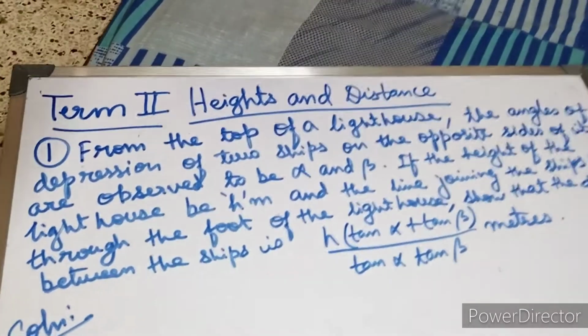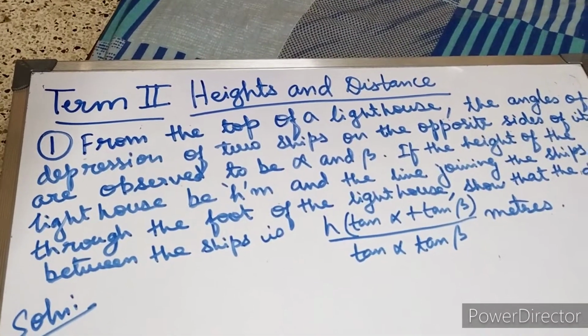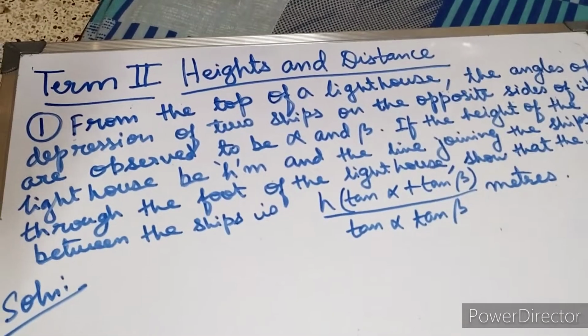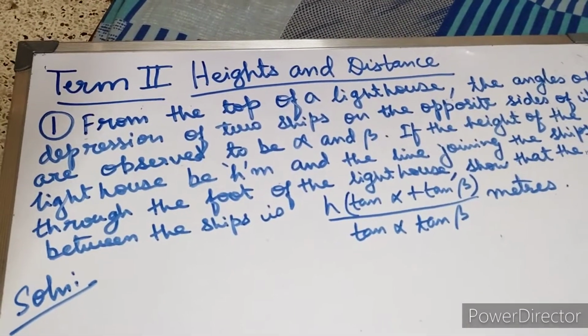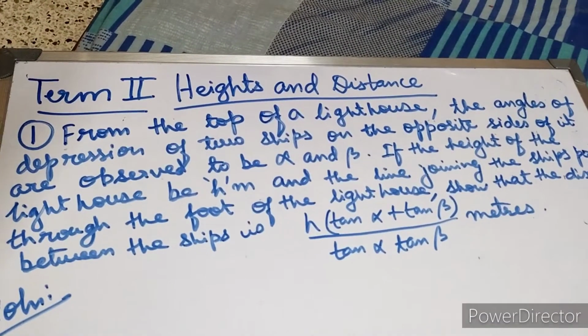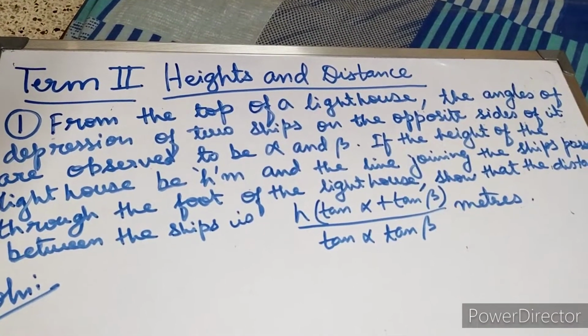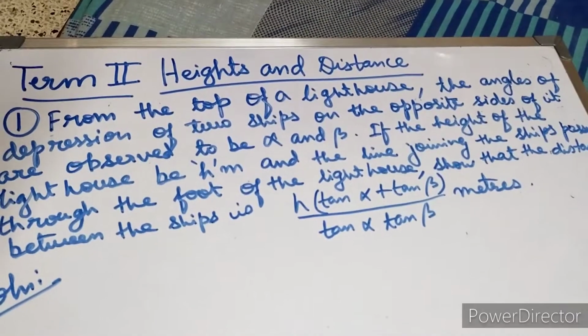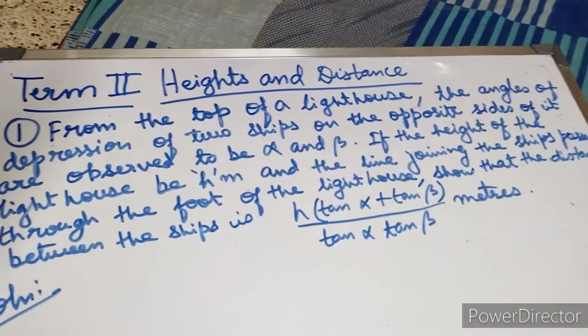Let us read. From the top of a lighthouse, first you need to read the question twice or thrice and draw the diagram properly. If you can draw the diagram properly, the sum is very easy for you. Nothing is there. But you have to draw the proper diagram after reading the question. This you have to do.